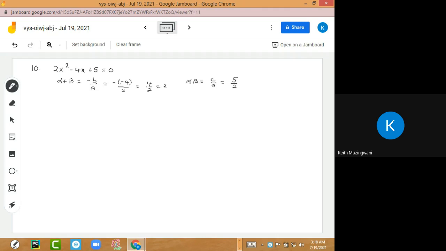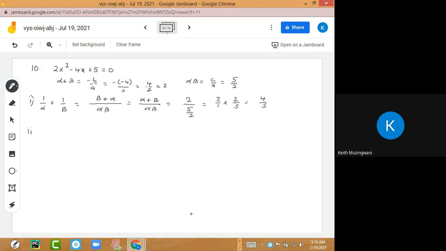So you have this. So when you get these, you realize that part 1 is asking us to find 1 over alpha plus 1 over beta. These are fractions, so we get the common denominator, alpha beta. We get beta plus alpha there, but this is the same as alpha plus beta over alpha beta. But alpha plus beta is 2, and alpha beta is 5 over 2. This is the same as 2 over 1 multiplied by 2 over 5, which is 4 over 5.